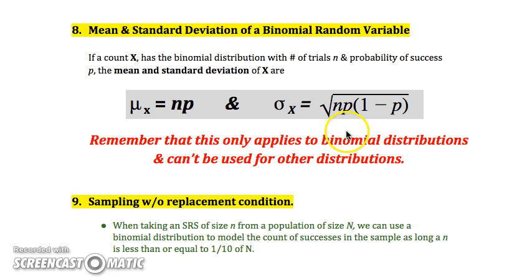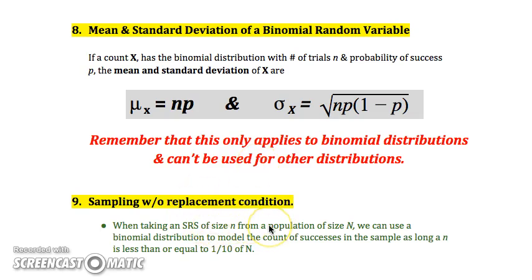Standard deviation, this one's also given to you on the formula sheet, but you need to know that it's for a binomial random variable. So it's the expected value, np, times the complement of the probability, so 1 minus p, and the square root of all that. This only applies to binomial distributions.